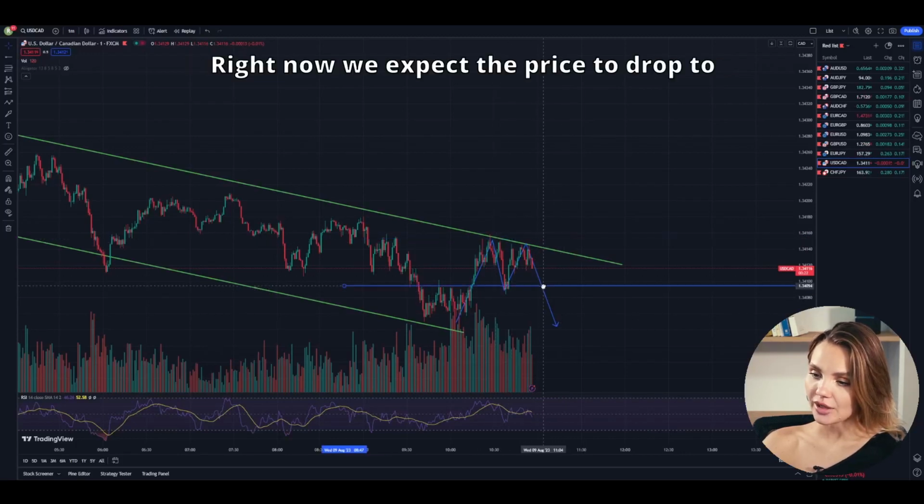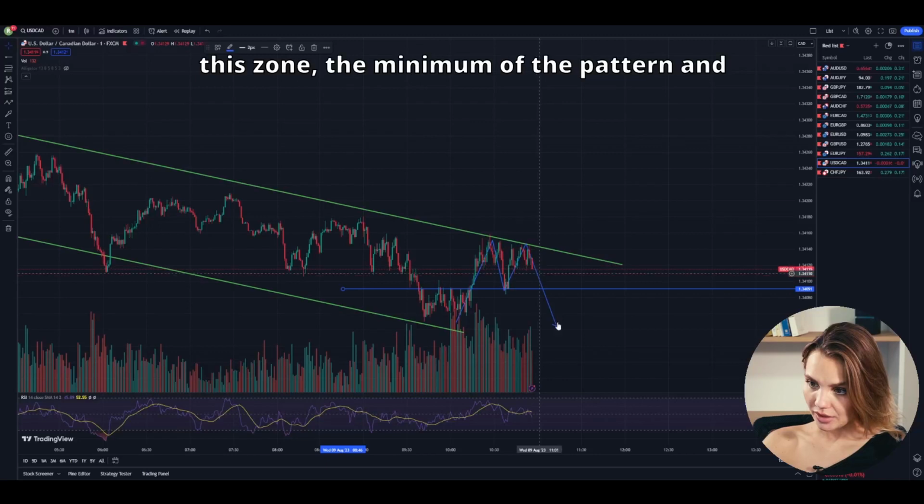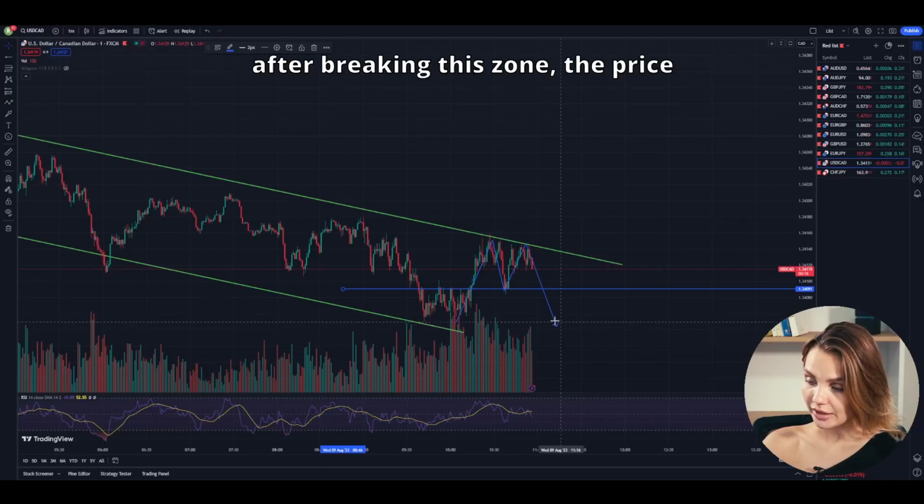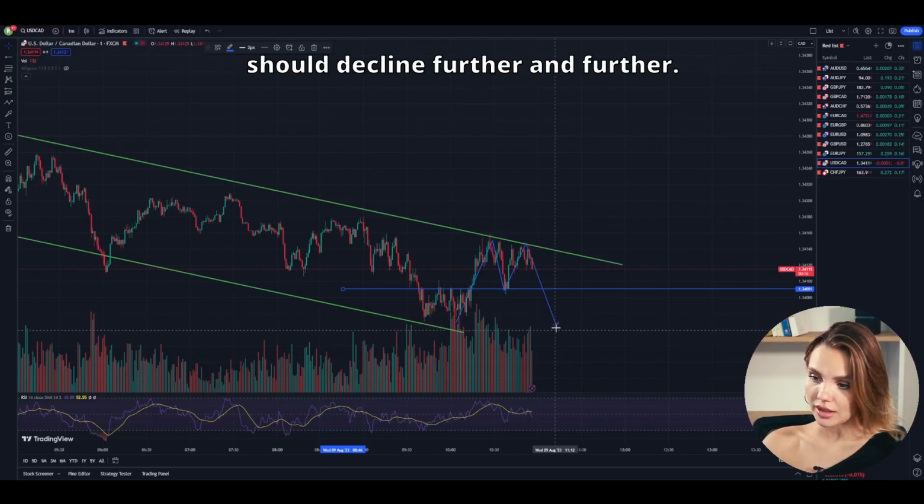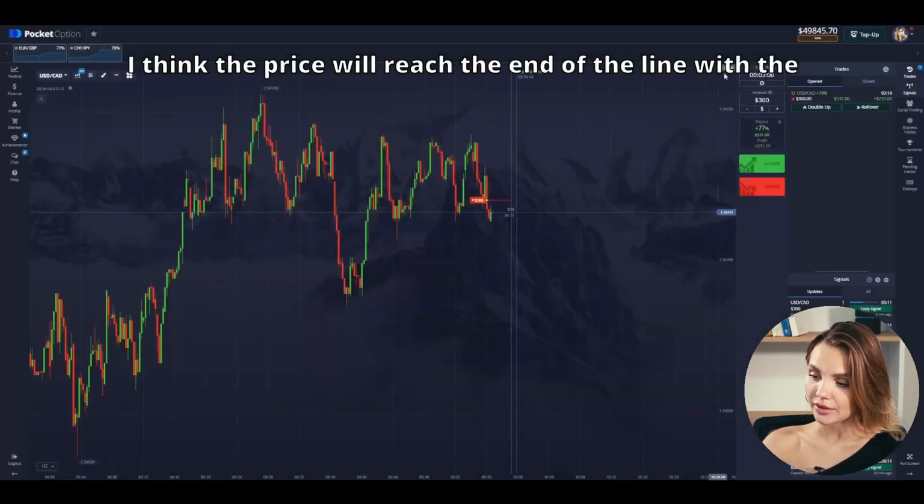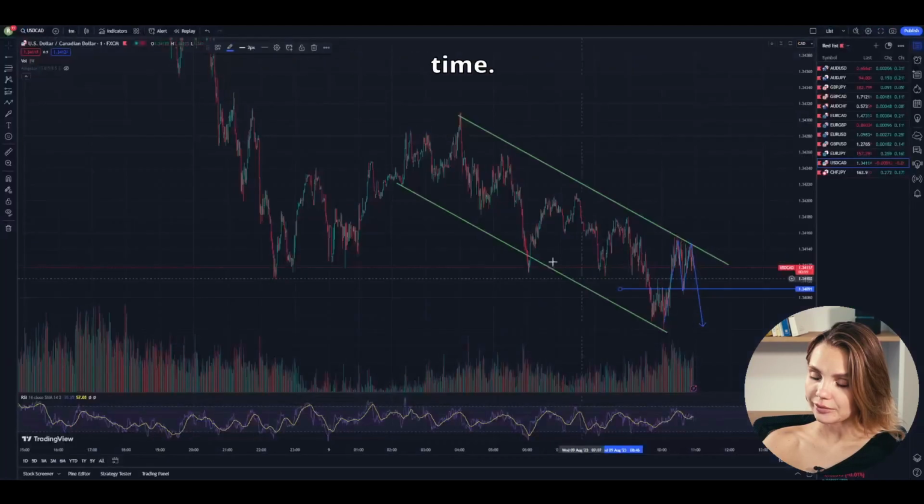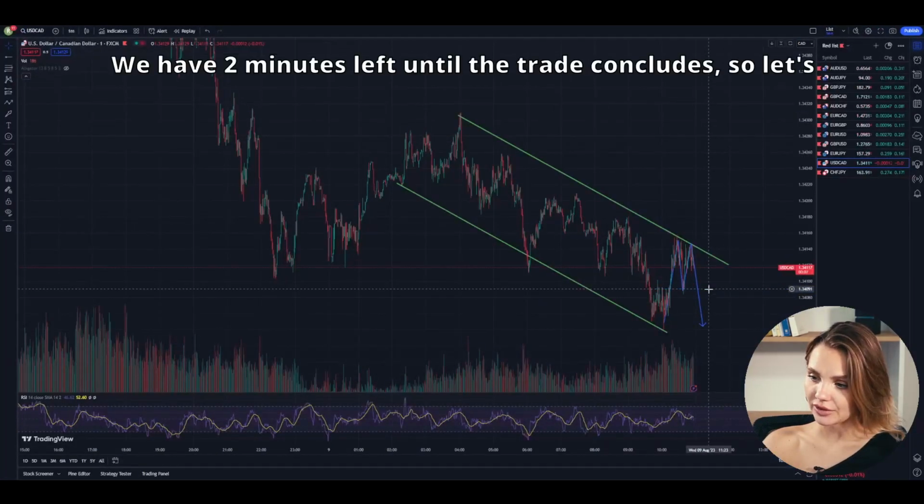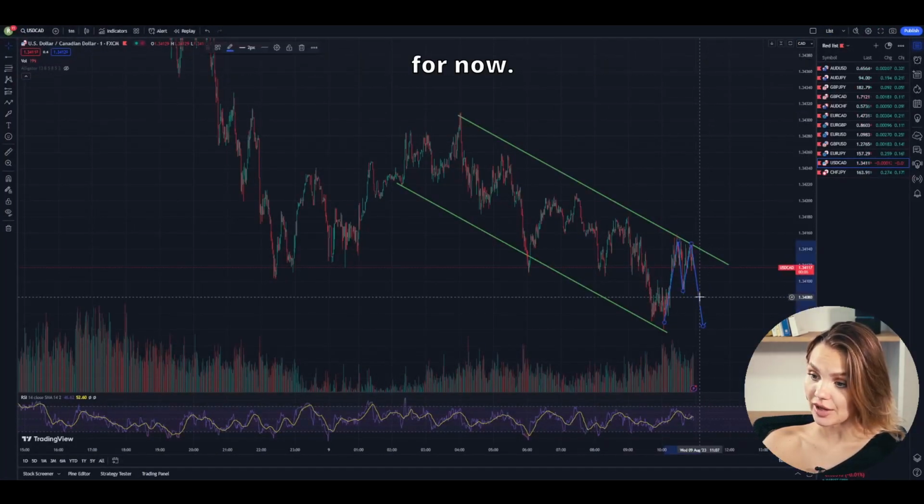Right now we expect the price to drop to this zone, the minimum of the pattern, and after breaking this zone, the price should decline further and further. I think the price will reach the end of the line with the arrow, but this might take some time. We have 2 minutes left until the trade concludes, so let's take a look at something interesting for now.